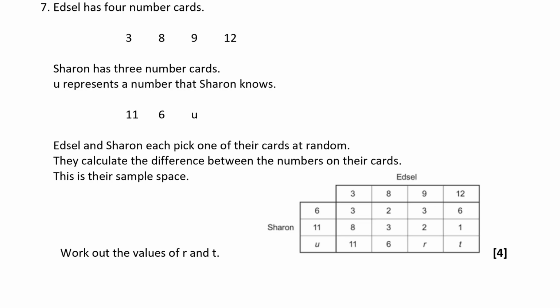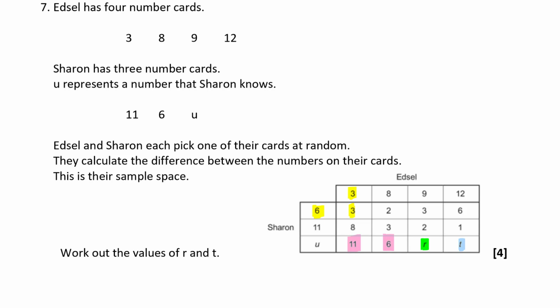So the numbers in the sample space then are the difference between the two numbers. So you can see the first number here, 6 and 3. The difference of 6 and 3, 6 subtract 3, is 3. Okay, so R is over here, look, so that's the difference between 9 and U, and T, which is here, look, is the difference between 12 and U. Now notice we've got these two other values in the U row. I've got 11 and 6, haven't I?